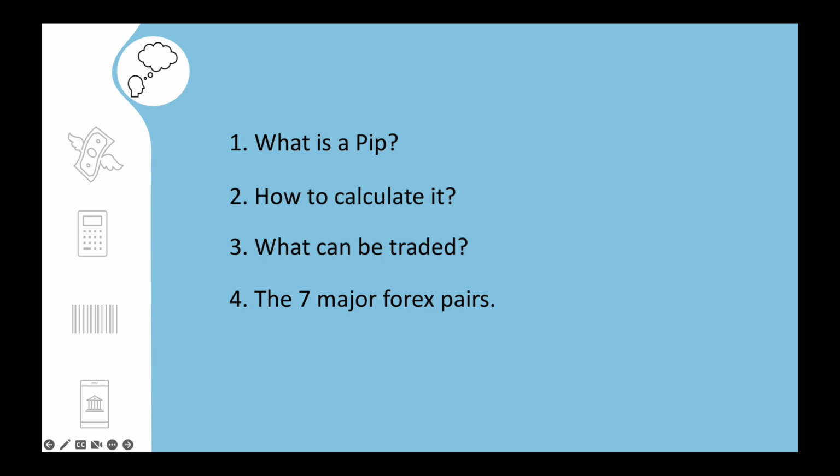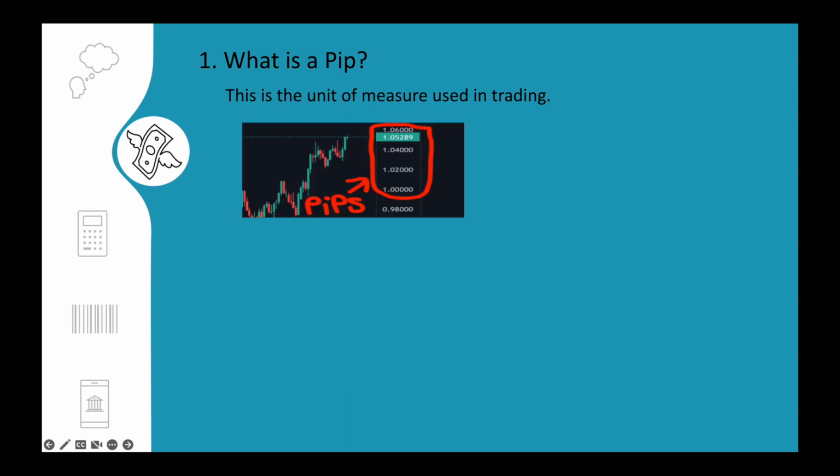Let's get into it. What is a pip? This is a unit of measure used in trading. I'm going to give you an example of where you can find these pips. Let's bring up a price chart. This is what we call a price chart. So the prices in this chart are the pips.